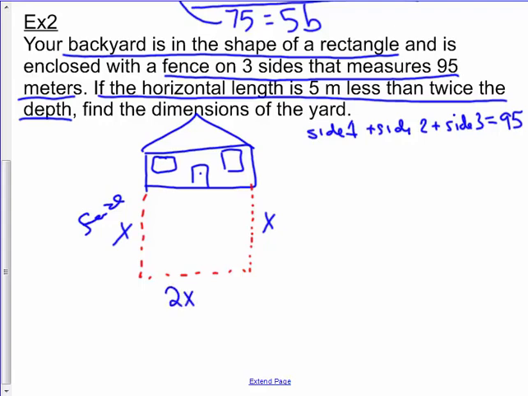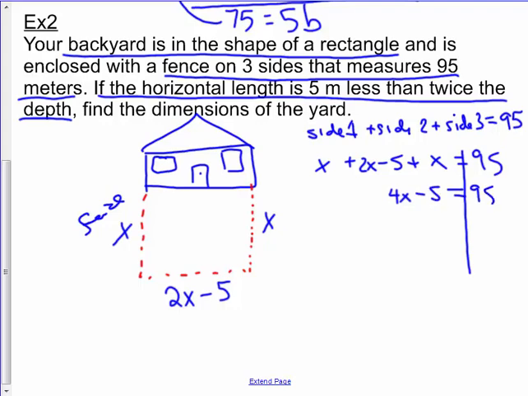Okay, so this is where we do our translate again. 5 less than twice the depth. Twice the depth, 2x minus 5. So I'm going to take side 1 plus side 2 plus side 3 equals 95. Combine like terms, 2x, x, that gives me 4x minus 5 equals 95. When I add 5 to both sides, I get 4x equals 100. When I divide each side by 4, x equals 25.